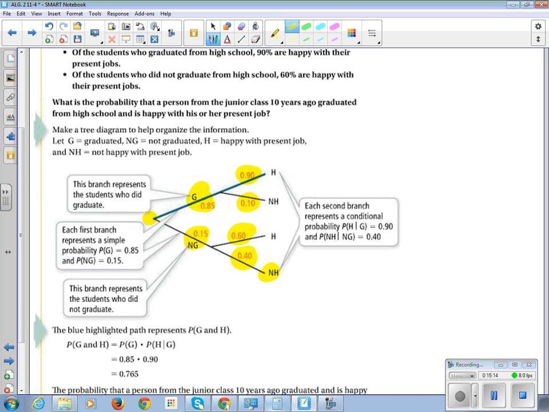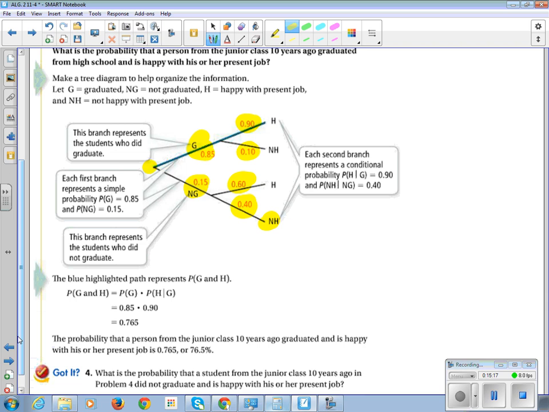Okay, let's do this. The blue highlighted branch, which is this one here, represents the probability of graduated and happy. Using the equation we wrote above, the probability of graduated and happy is the probability that you graduated times the probability that you're happy given that you graduated. So the probability that you graduated is 85%, and the probability that you are happy given graduated is 90%. So you multiply those two probabilities together to get 0.765.